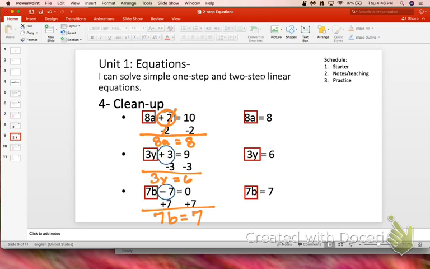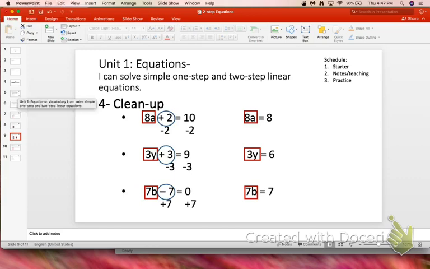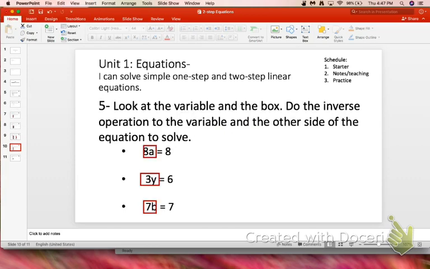All right, step 5. Step 5 is look at the variable and the box. Do the inverse operation to the variable and to the other side of the equation to solve. So right here, I only have the cleanup stage. On yours, you're going to have a column of work. But on mine, because of how the computer works, I could only do the cleanup stage.